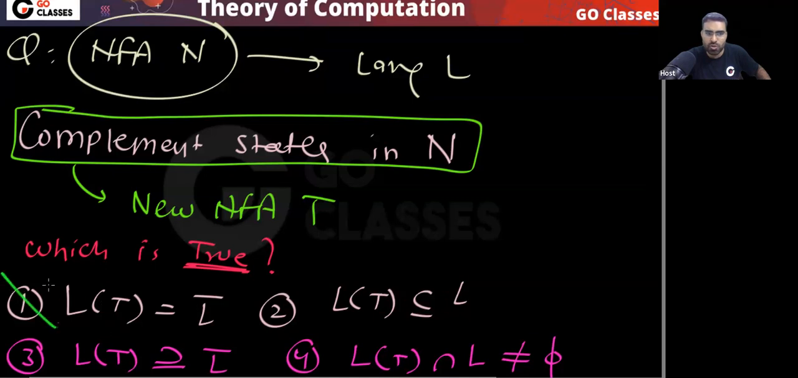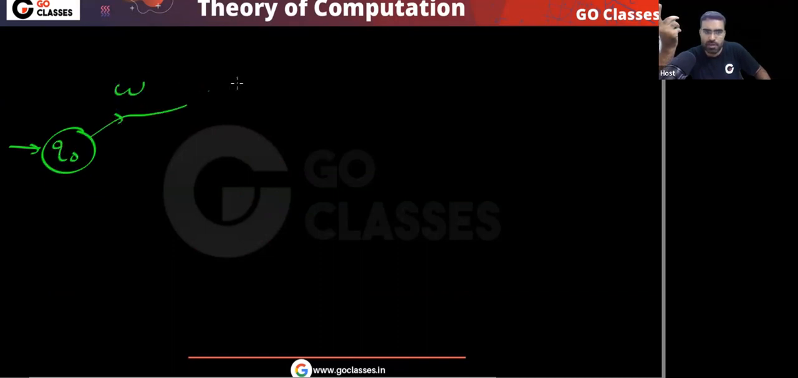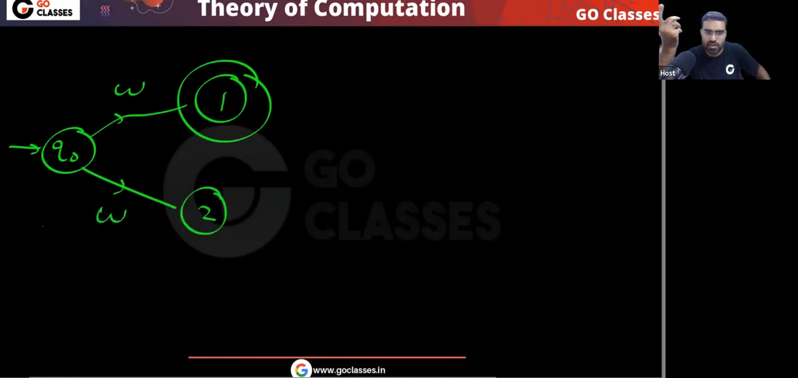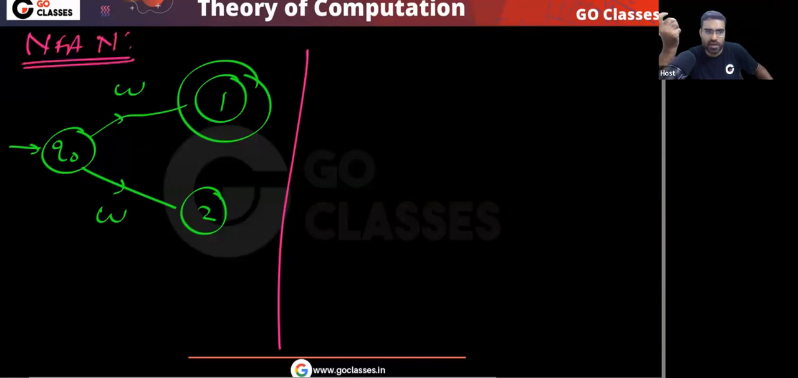None of the options is definitely true. Because always remember this point: in an NFA, if you are accepting, for example, W, you are accepting like this. On W, you are going. Now if you complement the states, this is your NFA-N, and this is your NFA-T.